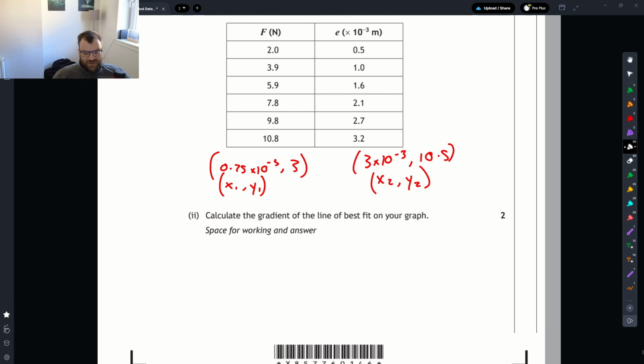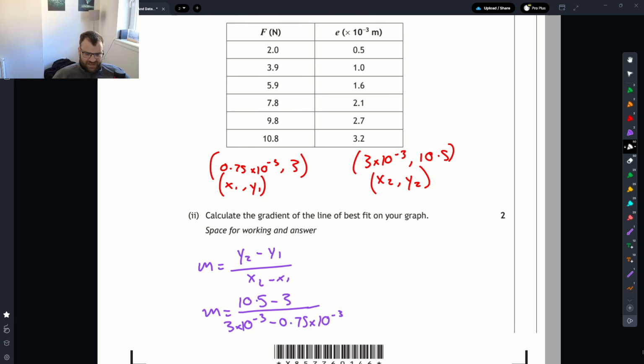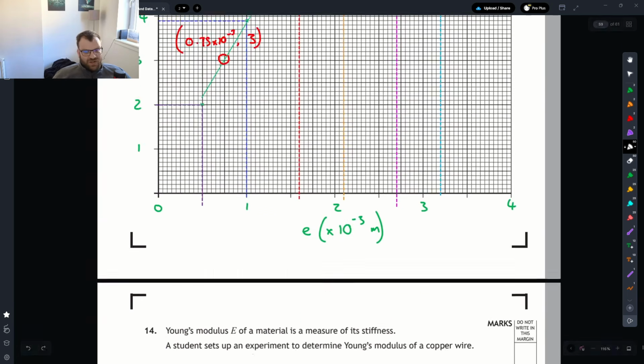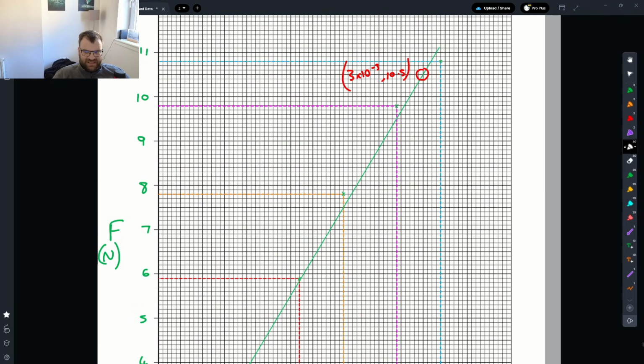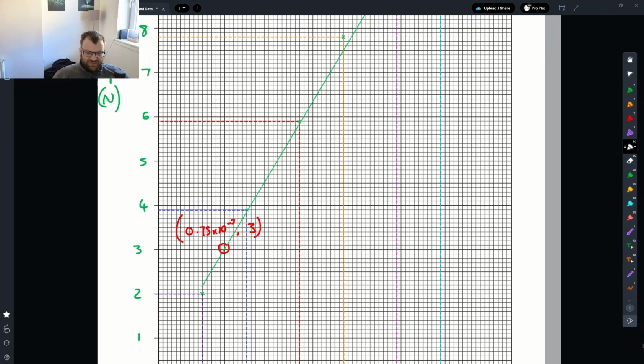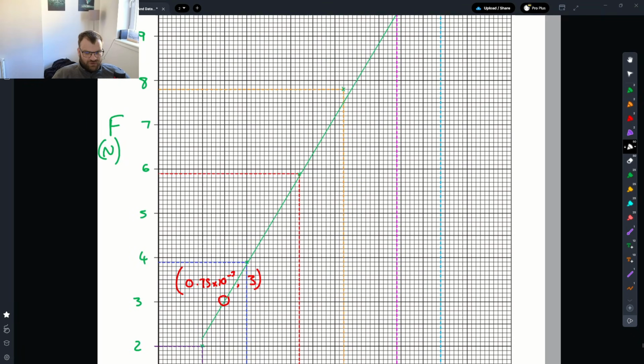So m equals y2 minus y1 over x2 minus x1. I've got my values there, plugged them in, and that spat out an answer of 3300 as my gradient. It has to be the gradient of your line of best fit. So if you do have a point in the table that is on your line, then yes, use that. But if your points don't sit exactly on your line, you have to use points that are on your line.